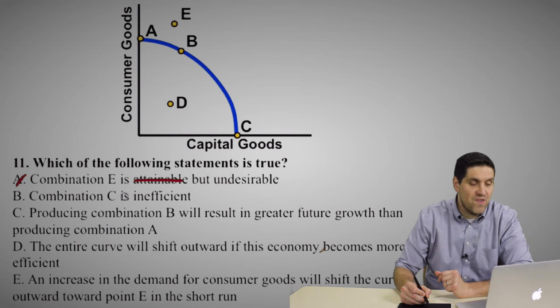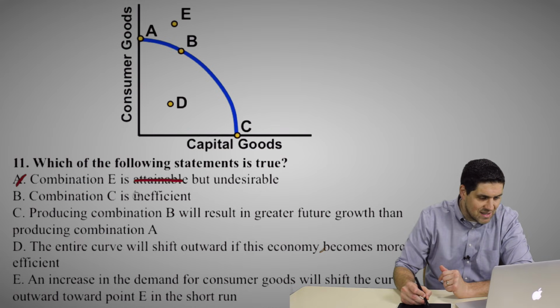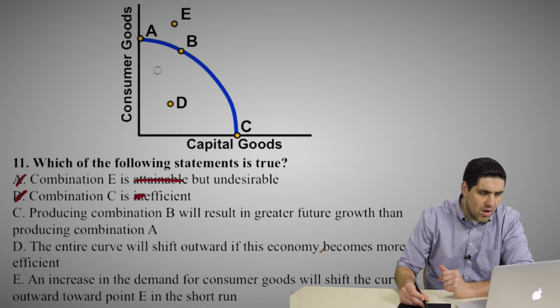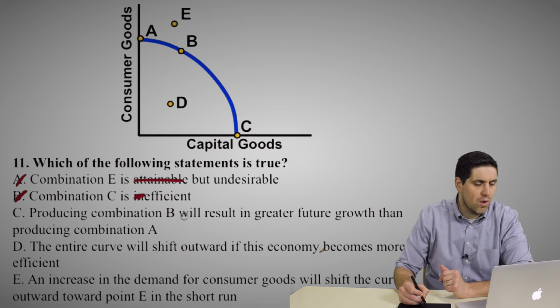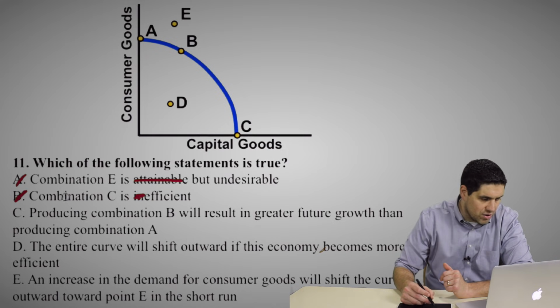Combination C is inefficient. No, combination C is efficient, so that is incorrect. Anywhere on the curve, even if it's all the way over here or all the way over here, points A and C are both efficient. Producing combination B will result in greater future growth than producing A. That is the right answer.